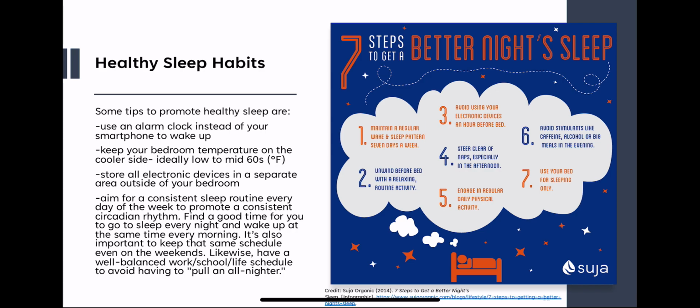And then lastly, and arguably the most important, is just to get into a consistent sleep routine every day that provokes a consistent circadian rhythm. It's sometimes hard to get into a good routine, but you'll eventually have to find a good time for you to go to bed and wake up and do it each day. It's also important to have the same schedule even on the weekends, because sometimes on the weekends, whenever you stay up a little bit later, you want to sleep in a little bit longer the next day.